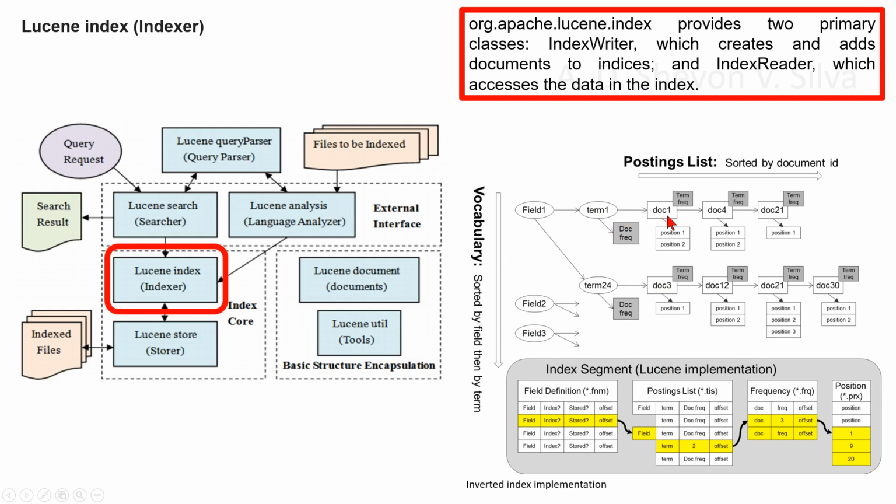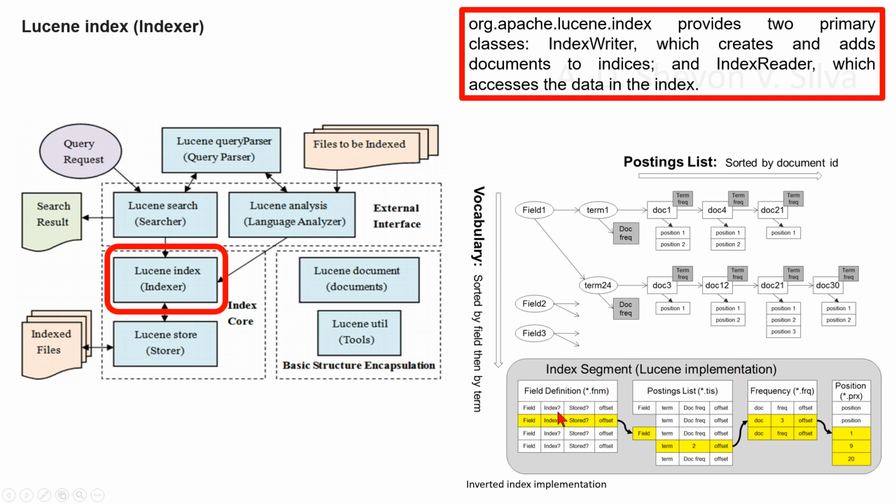A term is connected to a document, and a document is connected to a positions list, and it has a term frequency, and a document is connected to another document like that. Likewise here, and in the index segment of the Lucene implementation, field definitions are here.